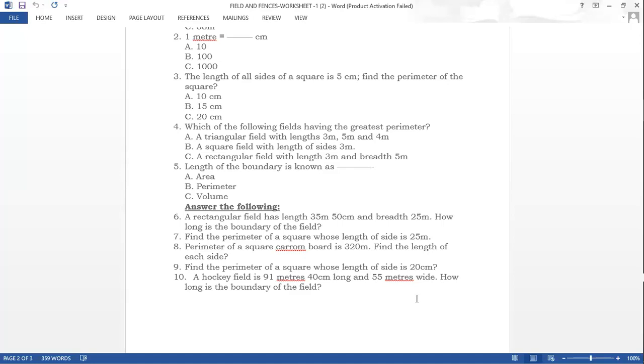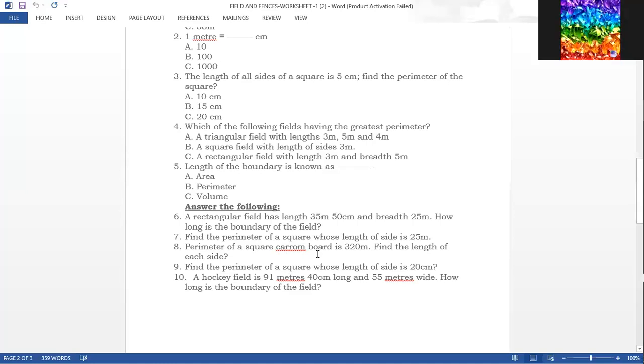Sir, can I tell the answer of the eighth one? Okay. 320, sir, is the perimeter. 4 into A is 320. A will be 320 divided by 4. Answer is 80 meters, sir. 80 meters, exactly correct.